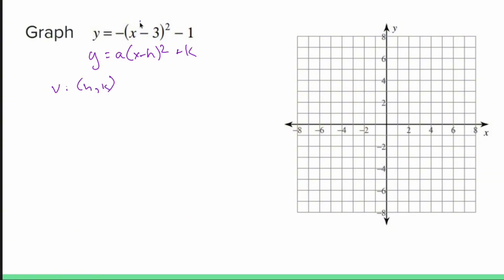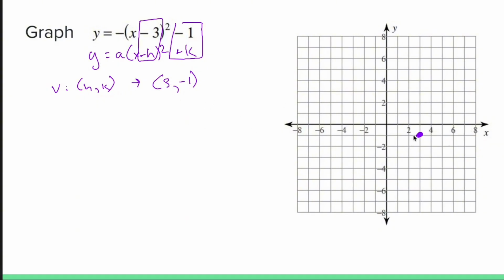So, since negative 3 is negative h, that means the vertex is going to be positive 3. And since positive k is negative 1, negative 1. Now that's going to be our starting point: 3, negative 1. You can graph these any way you want. But what I like to do, now that I know what my vertex is, now that I know what my starting point is, is pick a few points around it. So I'll pick like 4 and 5.